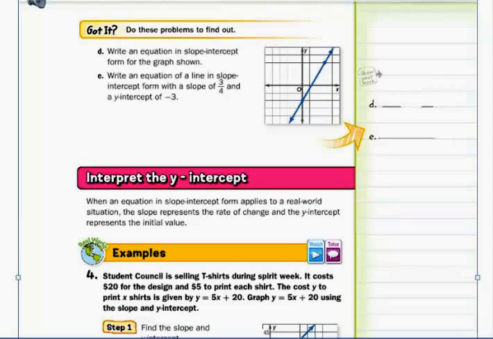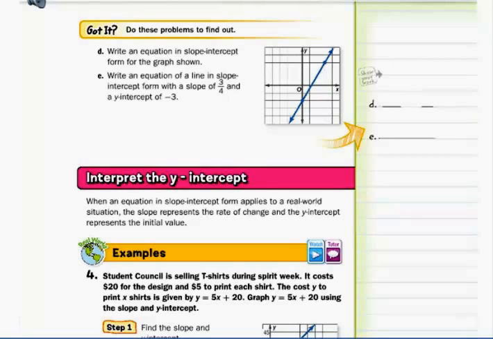Write an equation in slope-intercept form for the graph shown. So remember, slope-intercept form, we're just going to fill in the blanks. We know we've got y equals something x, and then we've got our y-intercept. So on this graph, what is the y-intercept? Right here, so that is down 2, so the y-intercept is negative 2.